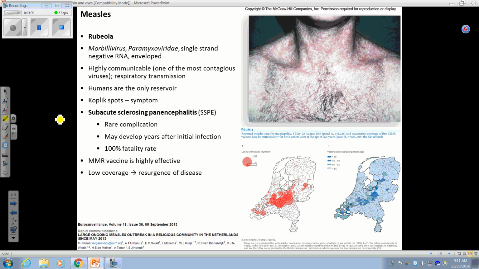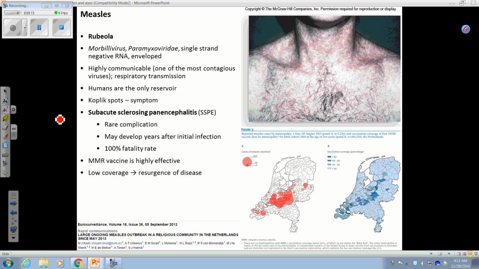Now the next infection that is actually very much worth talking about is measles. It's also called rubeola. It belongs to Paramyxoviridae, the negative strand RNA virus. You will actually notice that a lot of pathogenic viruses are actually RNA viruses.